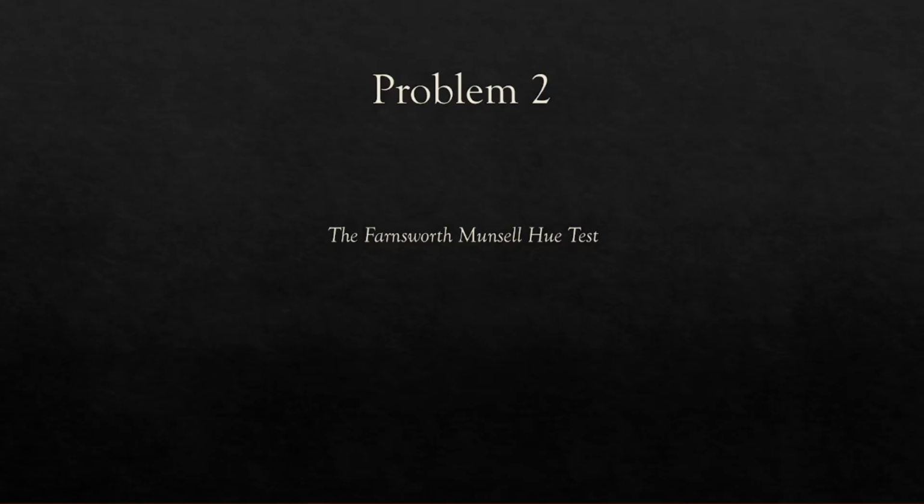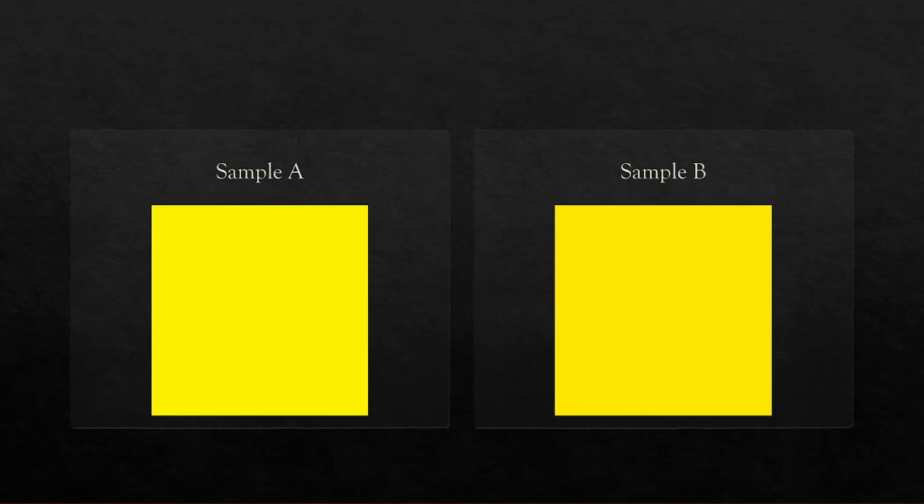Problem 2. Can you tell these colors apart? If you spend a little bit of time staring, you can probably tell they are very slightly different. Sample B has slightly less green in it.